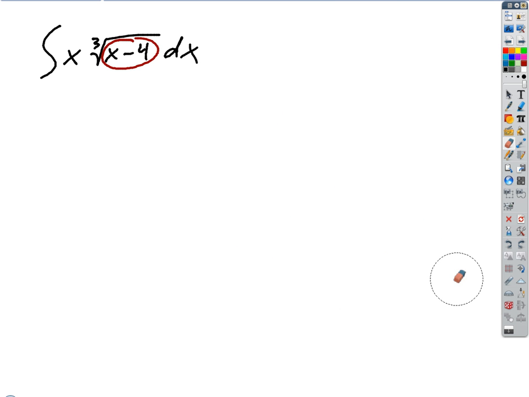What's our obvious substitution? Yeah, x minus 4. So we'll make the substitution u equals x minus 4. So what's du?